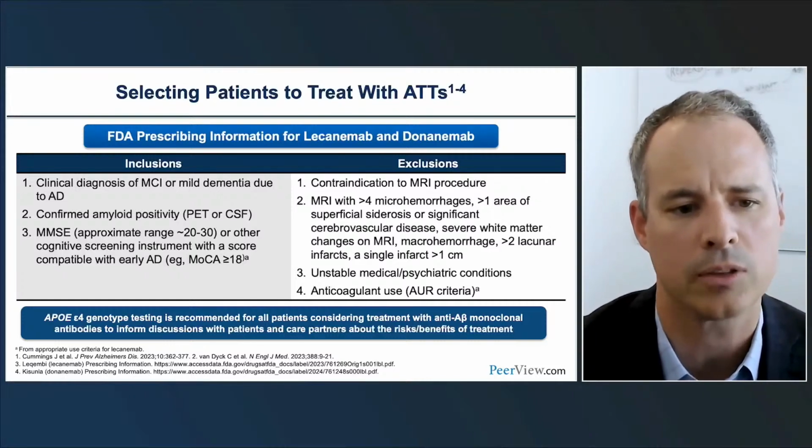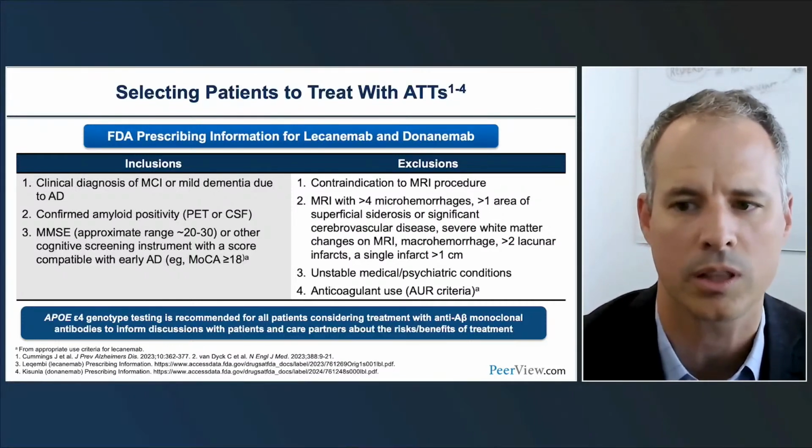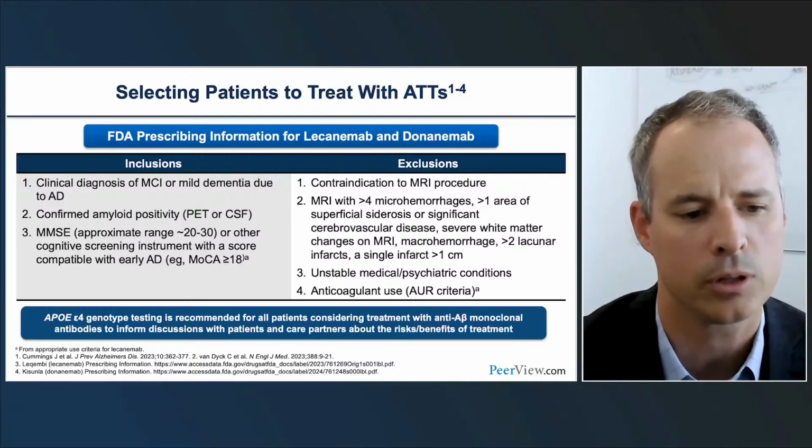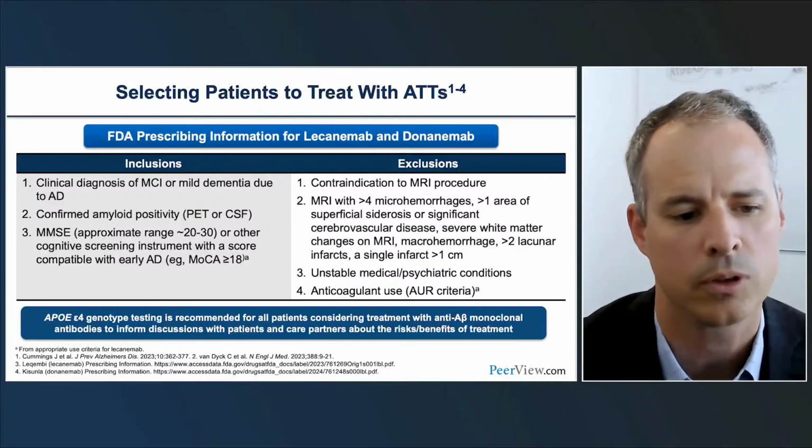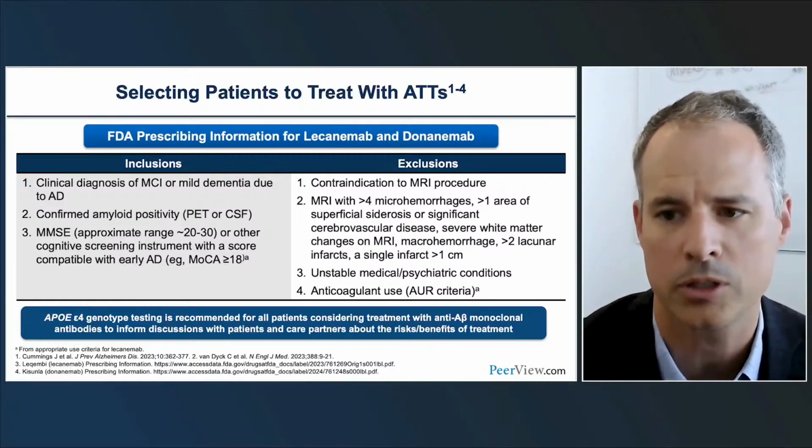Anticoagulation use is not a hard exclusion criteria according to the FDA, but it was included in the appropriate use criteria paper that was recently published.